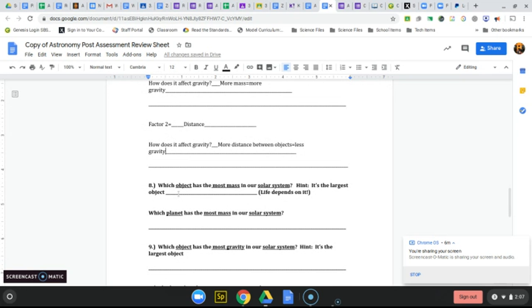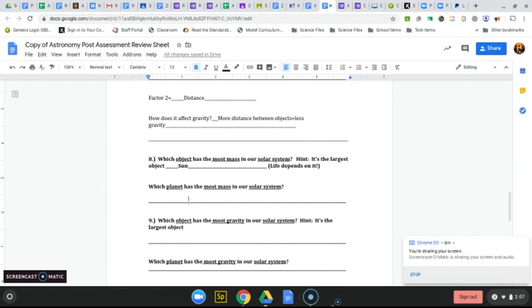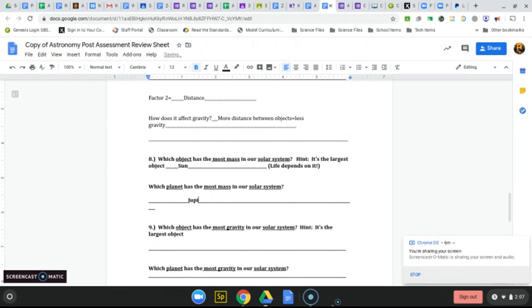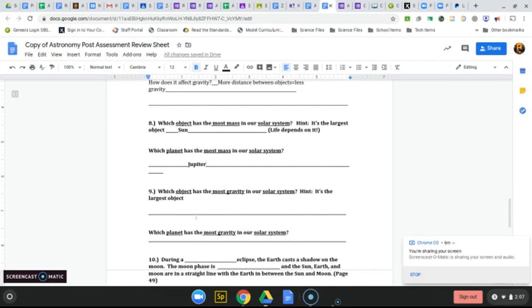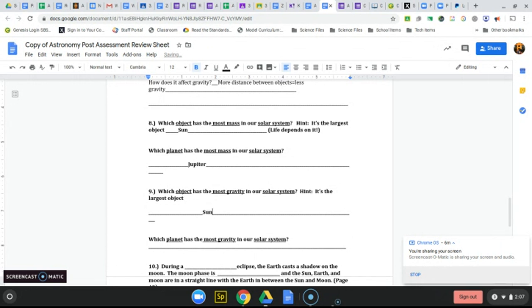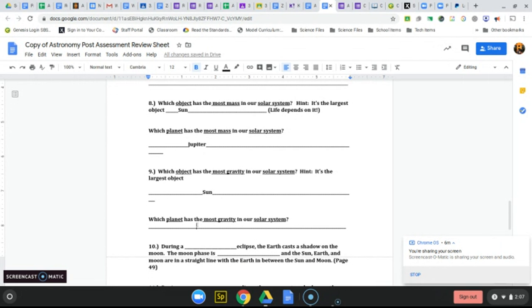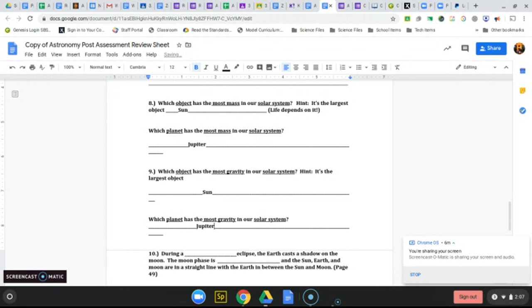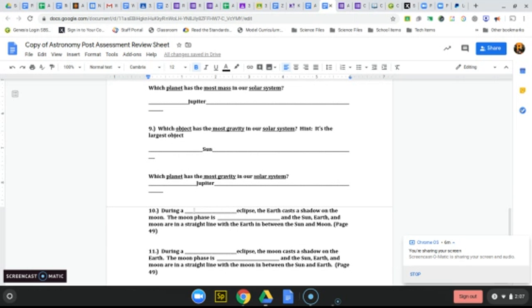Which object has the most mass in our solar system? Well, it's the biggest one, and life depends on it. That's the sun. Which planet? Again, the biggest planet, that would be Jupiter. Which object has the most gravity? Well, if it's the biggest, it has to have the most, so it's the sun again. Which planet has the most? Jupiter has the most.